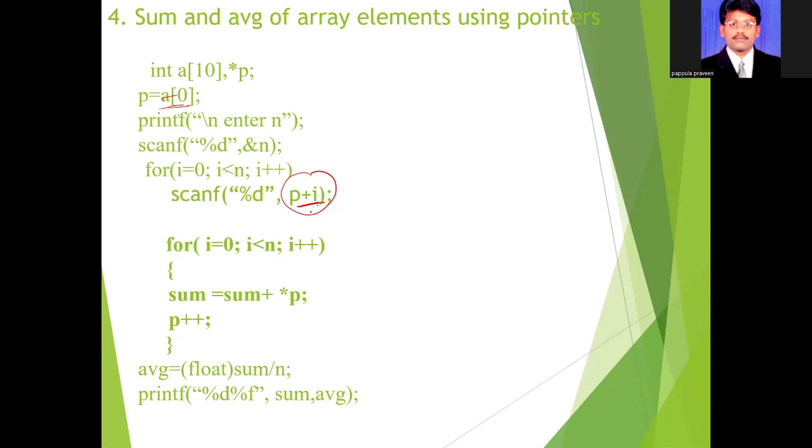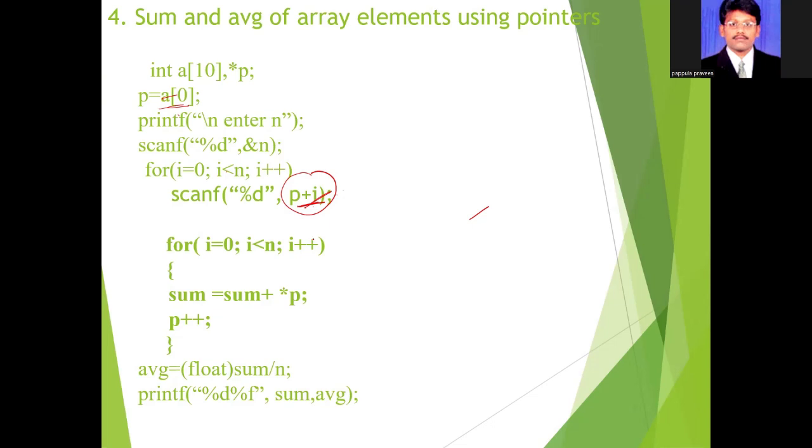What do you mean by p plus i? P is not changed; observe, p is the same value, that is p equal to 4000. Now the i value: i is updated, i equal to now 1. 1 into the size of the data type, 1 into 4. 4000 plus 4 is 4004. The next element resides in 4004. Continue until the condition fails.